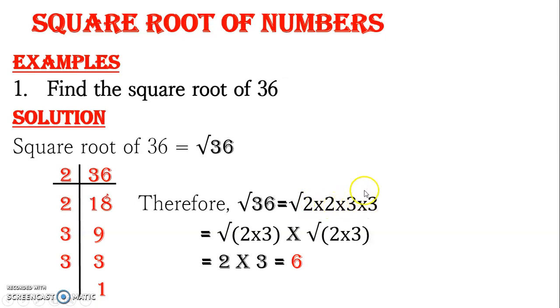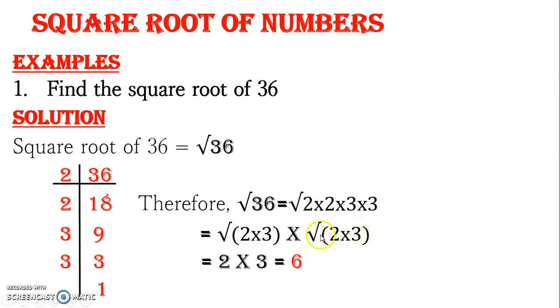times 3 times 3. Because we said the square root of a number is finding a number that, if used to multiply itself, would give us that number, we are trying to look for the same value, which we don't have here. 2 times 2 will give us 4, while 3 times 3 will give us 9. 4 and 9 are not of the same value. So we have to take 1 from here and 1 from here. So 2 times 3 times 2 times 3. 2 times 3 will give us 6, and 2 times 3 will also give us 6.